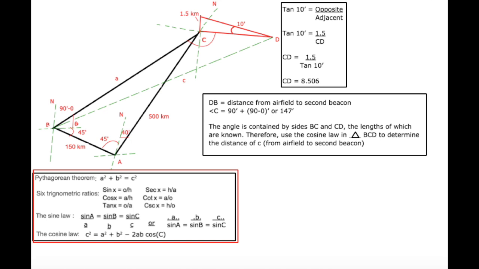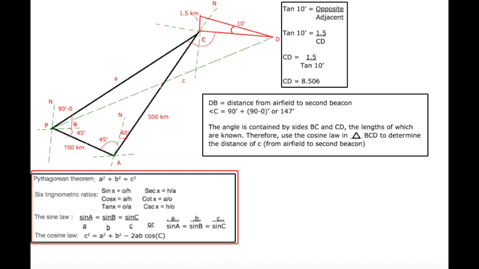In this case, we are using tan theta equals opposite over adjacent. Tan 10 degrees equals 1.5 over CD. Since you are solving for CD, you must multiply both sides by CD and isolate it. So CD equals 1.5 over tan 10 degrees. Therefore, the length of CD equals 8.506. Therefore, the aircraft is approximately 8.5 kilometers from the formation point.